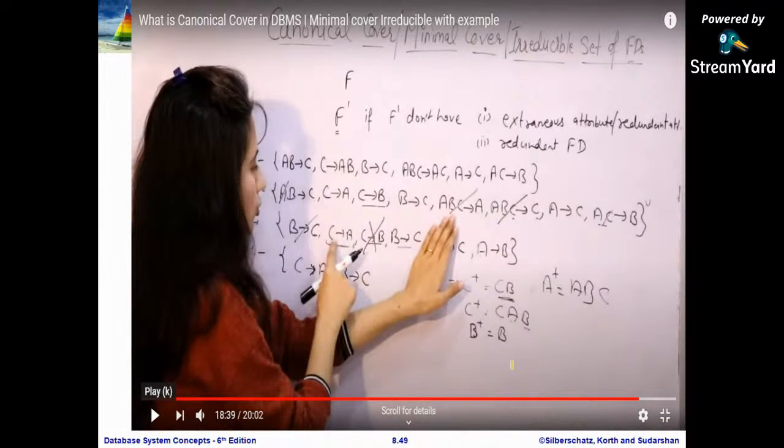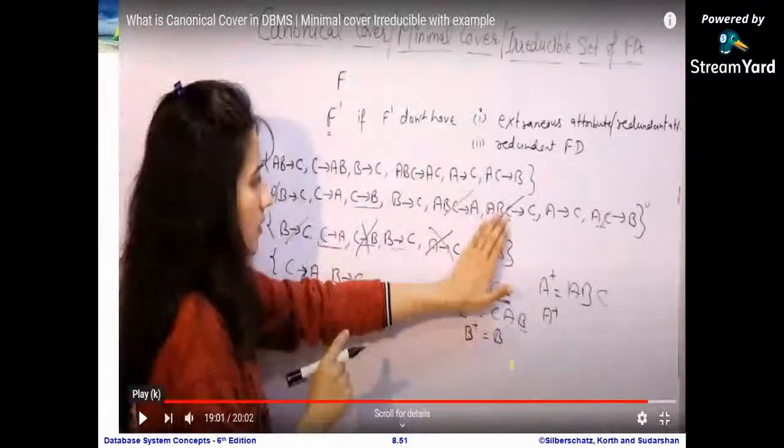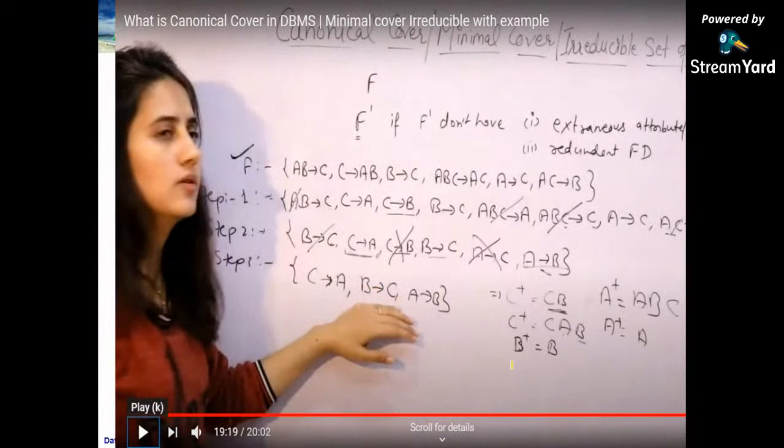You have to do this again and again for the next ones. After doing all this processing, you have to remove the functional dependencies whose right hand side is present in its closure, or if it is not present, you have to keep it as it is. After doing all this processing, you will be left with C tends to A, B tends to C, and A tends to B. It is a canonical cover of this functional dependency.